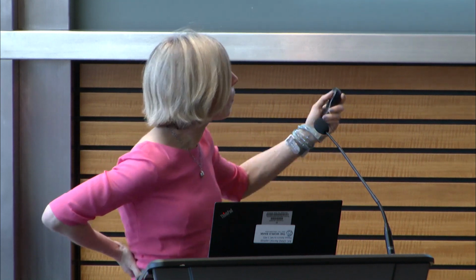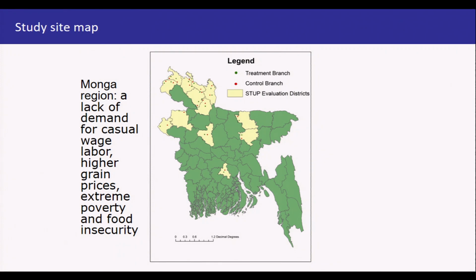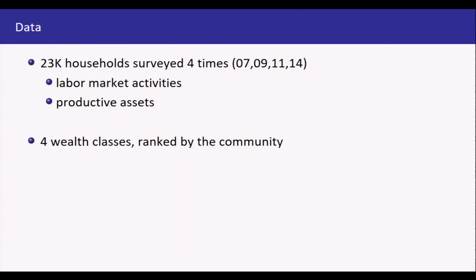Okay, this is Bangladesh. I think everybody knows Bangladesh. The study region is the north of Bangladesh. There are 20 sub-districts in there. And this is the poorest region of the country. In this poor region, we surveyed 23,000 households, and we surveyed them 4 times, in 2007, 2009, 11, and 14. We have a very detailed survey that looks at every labor market activity that every household member undertakes, as well as all the productive assets that they have.